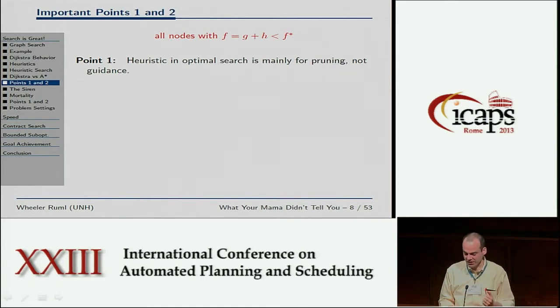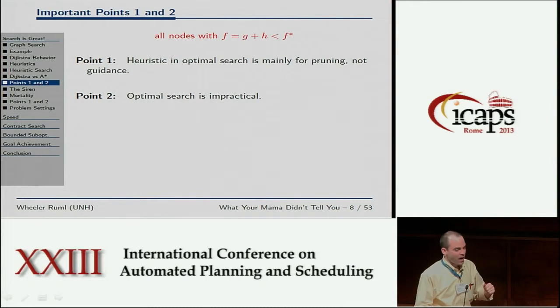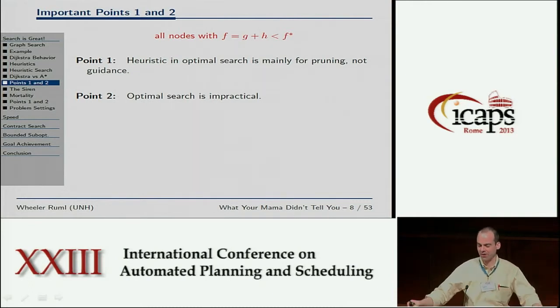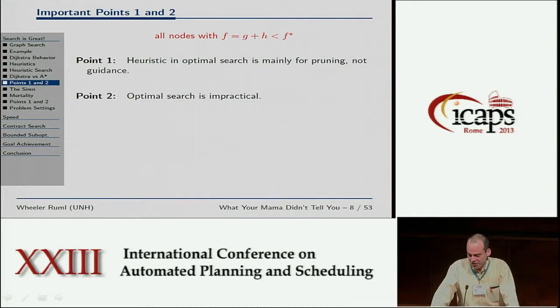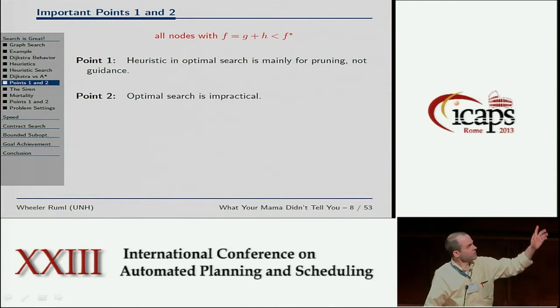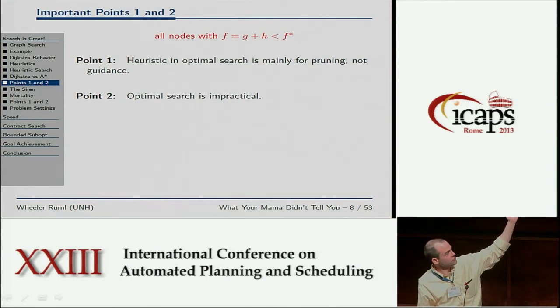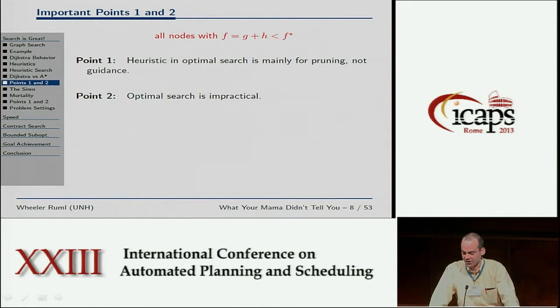Now, the second thing is that optimal search is completely impractical. Because optimal search has to visit every single node whose G plus H is less than the cost of the optimal solution, we are doomed to visit an enormous number of nodes in many problems.